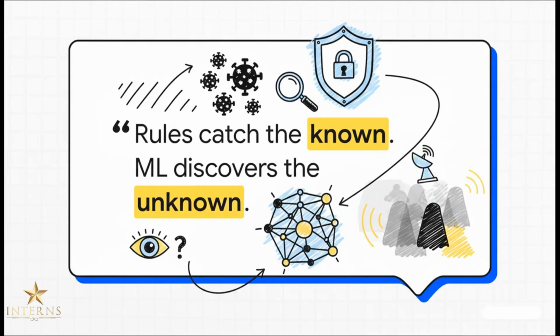And that brings us to the core idea you really need to get. It's right there on the screen. Rules catch the known, while ML discovers the unknown. Rules are your shield against attacks we already know about. Machine learning, that's your radar for the threats you don't even know exist yet. And let me tell you, any world-class SOC absolutely, positively needs both.